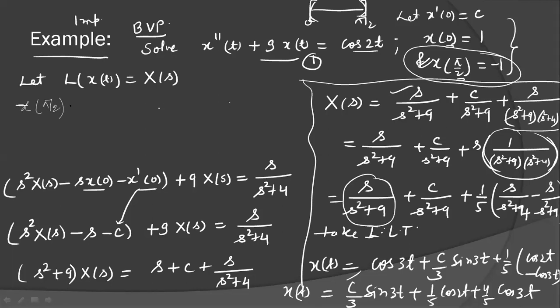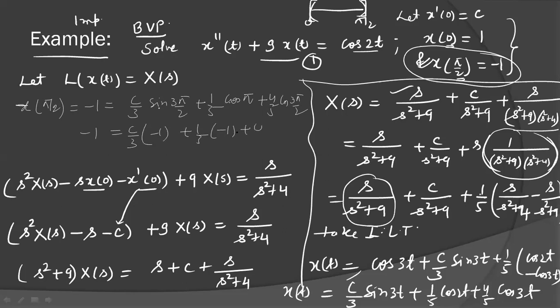So x of pi by 2 equal to minus 1 equals c by 3 sin 3 pi by 2 plus 1 by 5 cos pi plus 4 by 5 cos 3 pi by 2. So minus 1 equals c by 3 times sin 3 pi by 2 is minus 1, cos pi is minus 1, cos 3 pi by 2 is 0. So the value of c you will get is 12 by 5. This is the value of c. Now you can put the value of c here. You will get the solution of the given boundary value problem.